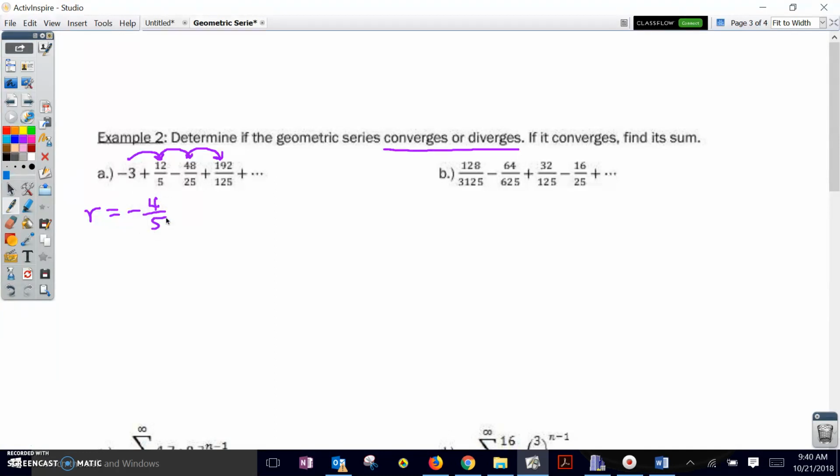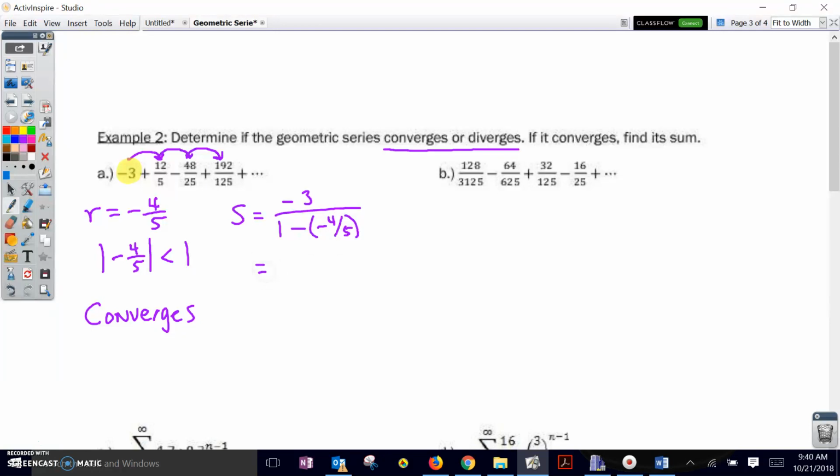Negative 3 times negative 4/5 gives us positive 12/5. That times negative 4/5 gives us negative 48/25, etc. Since the absolute value of negative 4/5 is less than 1, this series converges. And in order to find its sum, I'm going to take a, the first term, divided by the quantity 1 minus r.